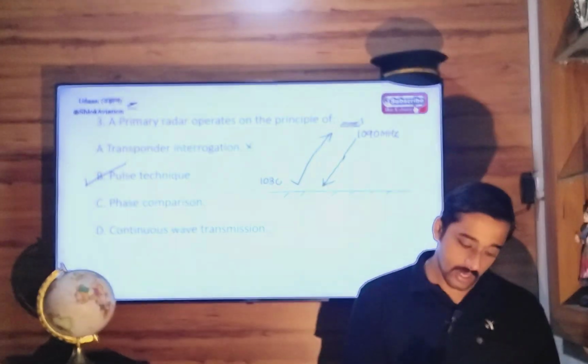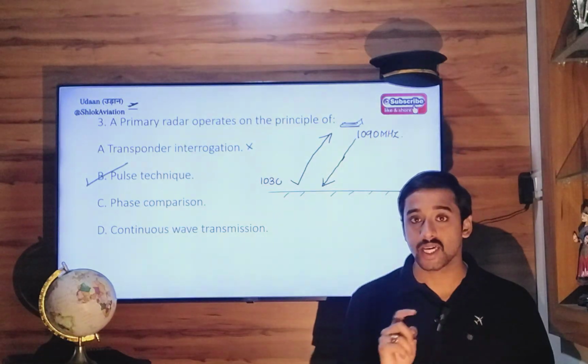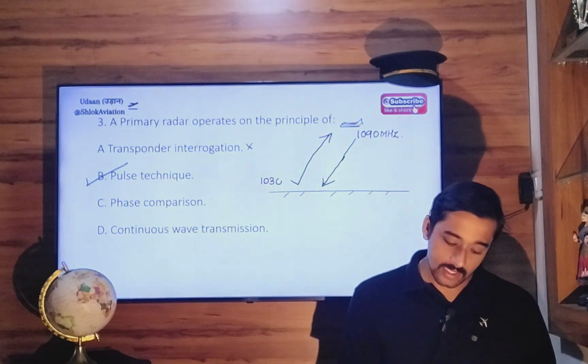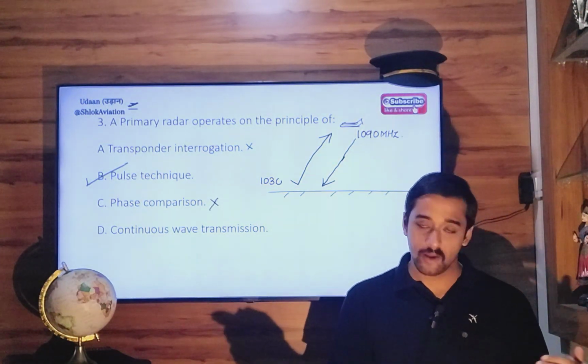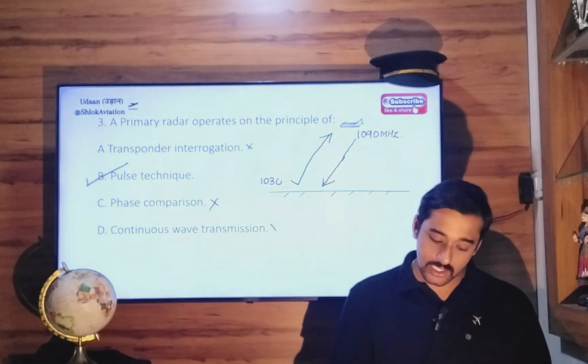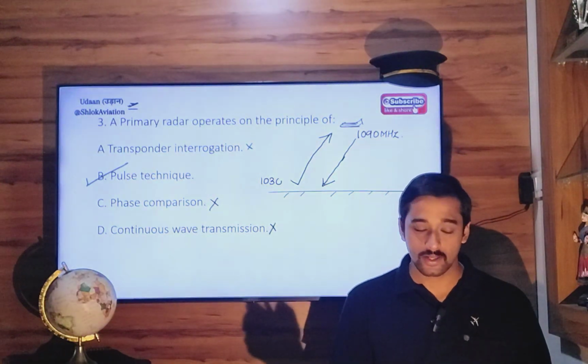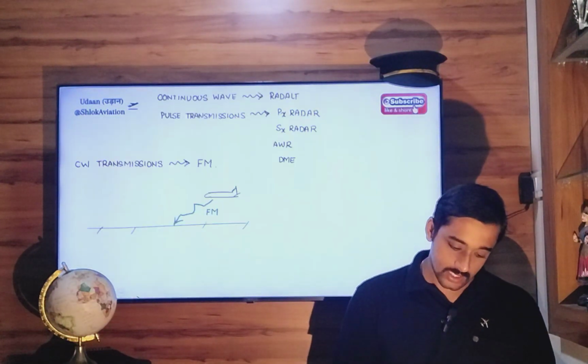So that is transponder interrogation. It is based on secondary radar. Phase comparison is VOR. It's not primary radar. Continuous wave transmission is radio altimeter. Not primary radar. Next.